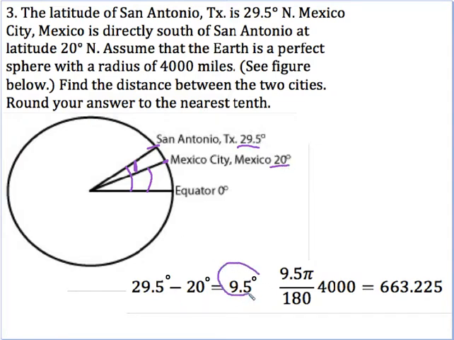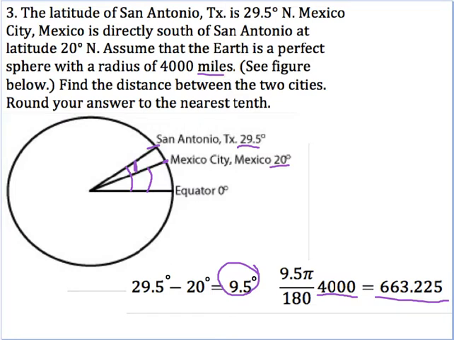That gives me my angle of 9.5 degrees, and then I need to convert it into radians in order to find arc length. Again, this is another arc length problem, but this time my radius is 4,000. I multiply everything out. I get 663.2 miles.